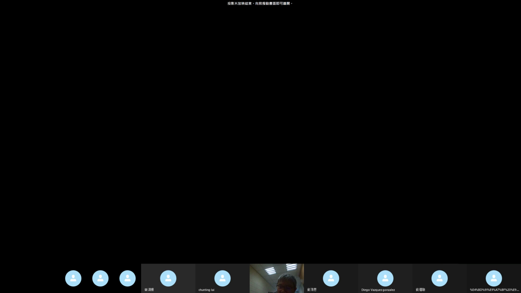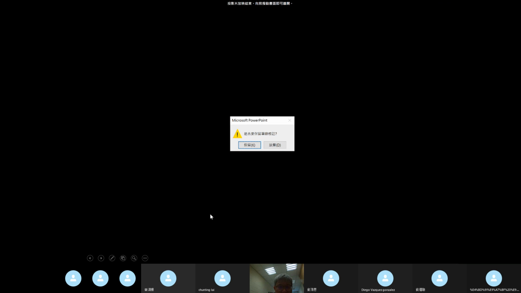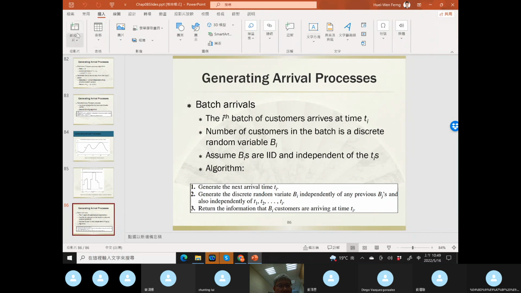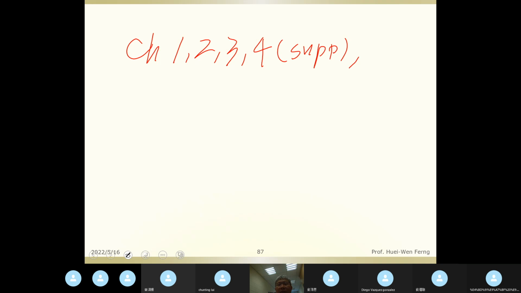For the final exam, what is the scope? Actually, chapter 1, 2, 3, 4, including supplement, 6 and 8. That's all. This is the scope for the final exam.